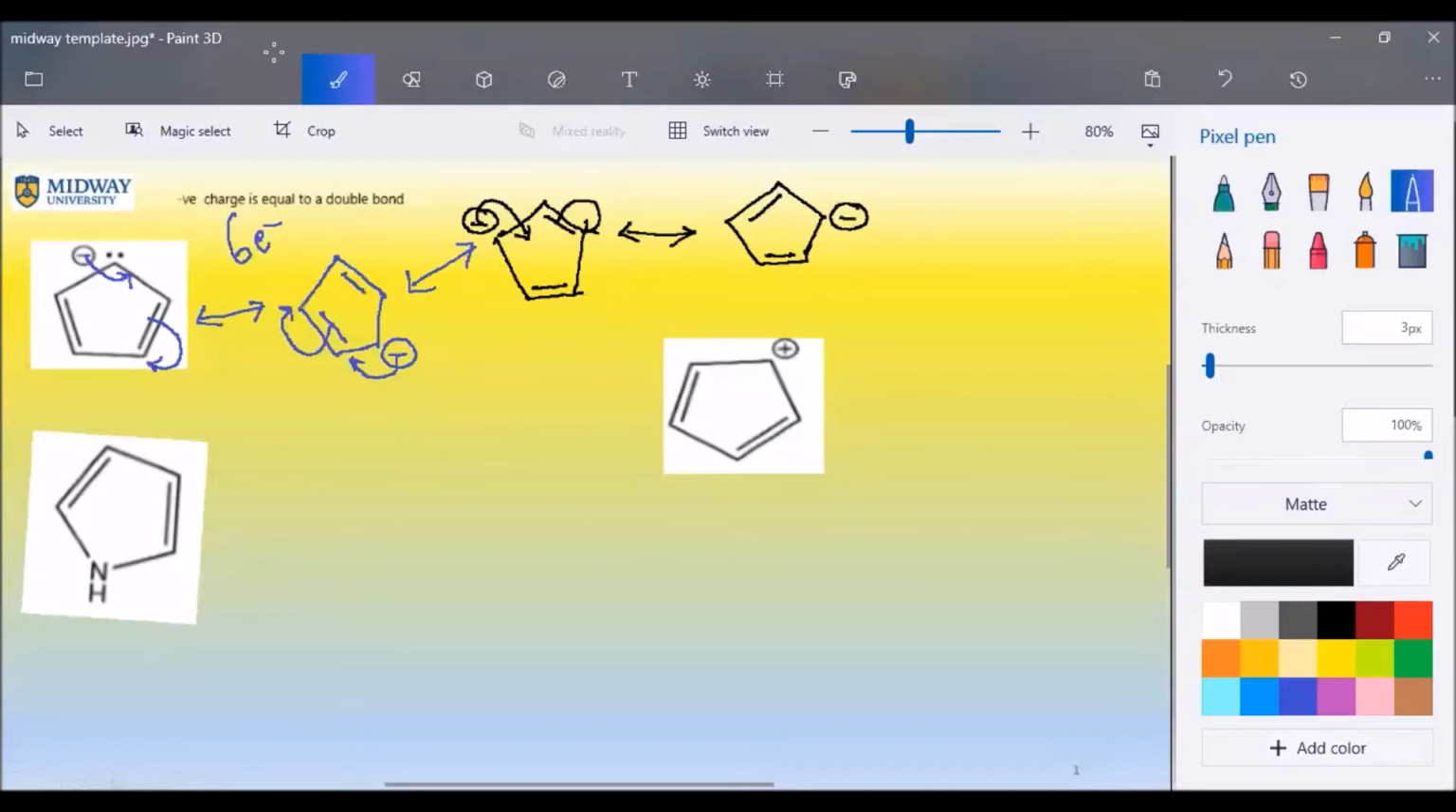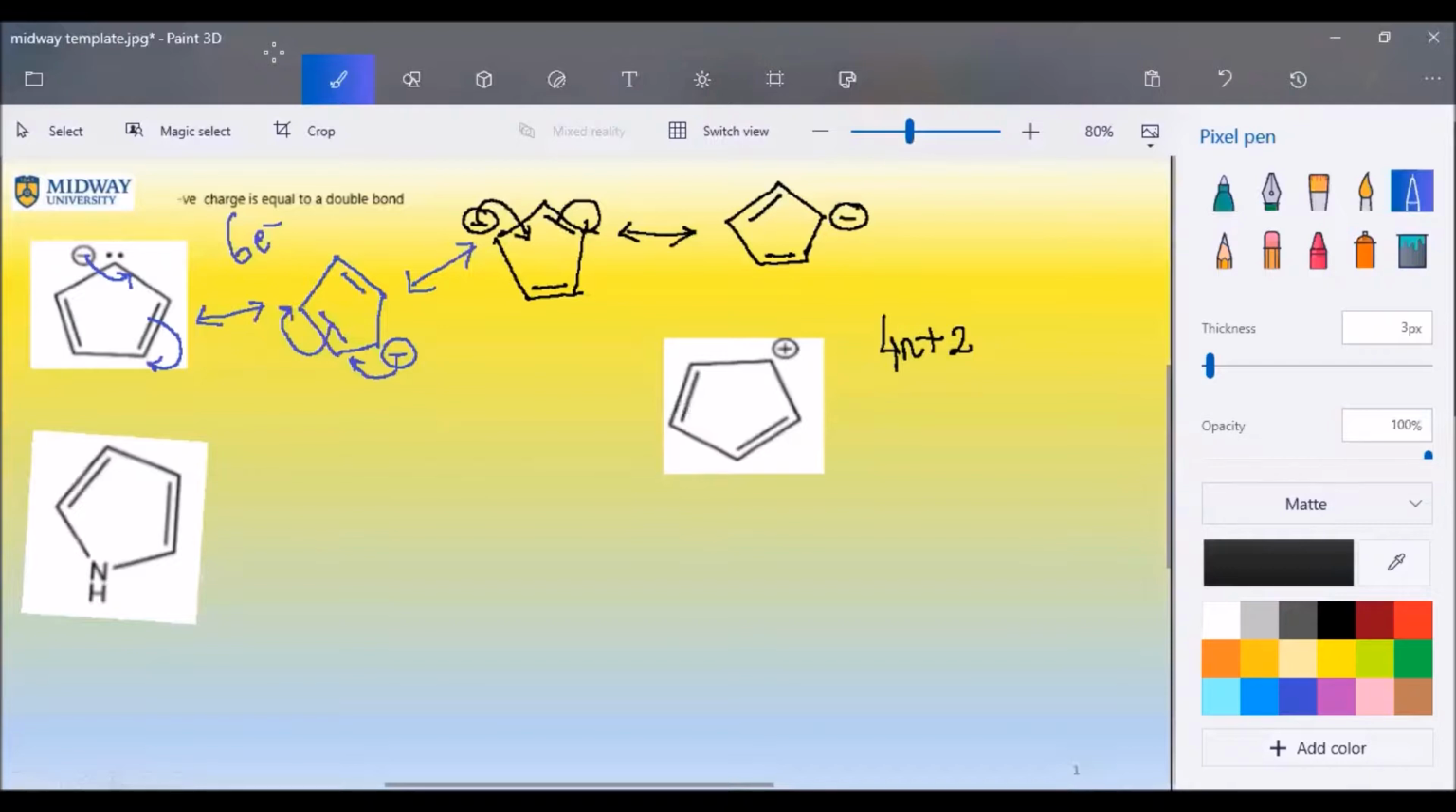Now let's go and handle a compound with a positive charge. Now, is this compound aromatic? Well, it's 4n plus 2, right? We have 2, 2, and 4. Unlike a negative charge, which is a double bond, a positive charge does not mean anything. It just means no electrons.